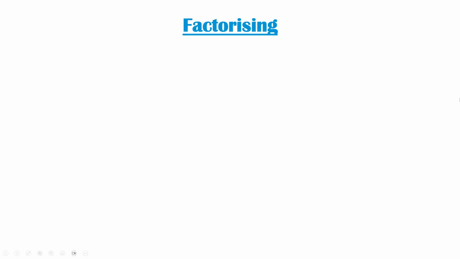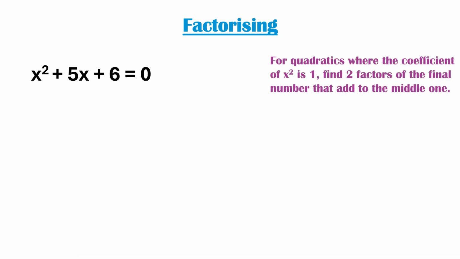So let's start with factorising. Here's an example equation. It's probably the easiest one you could get. And this is just a plain old one where the coefficient of x squared is simply 1. So you take the end number, in this case 6, and the middle number, which is 5, and you have to find what multiplies to make 6 and adds to make 5. In this case it's 2 and 3.